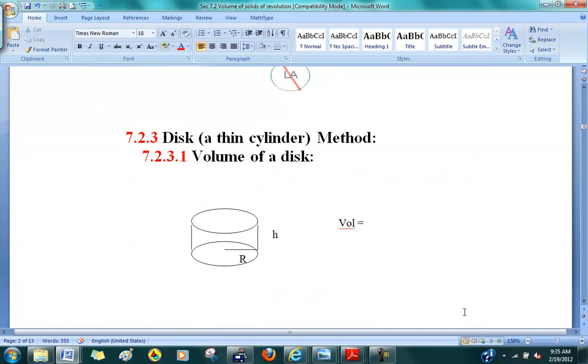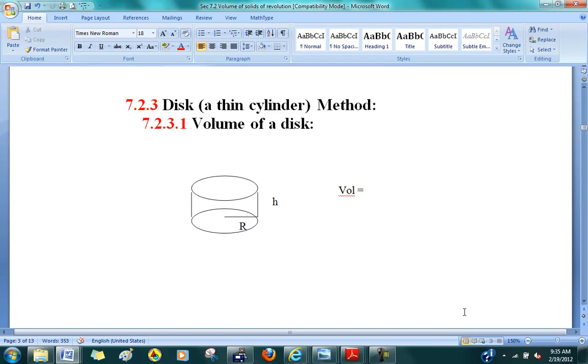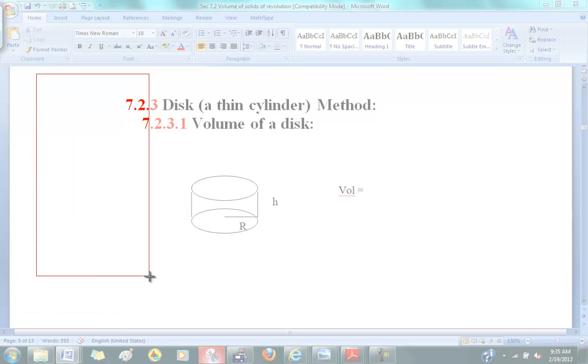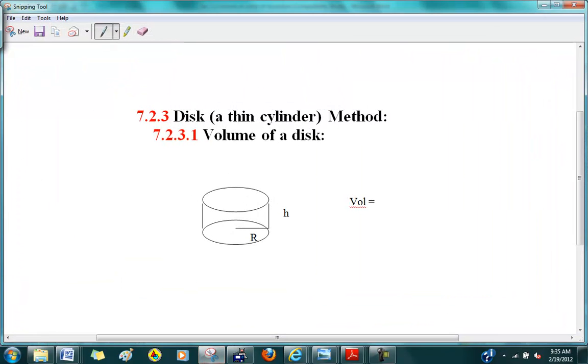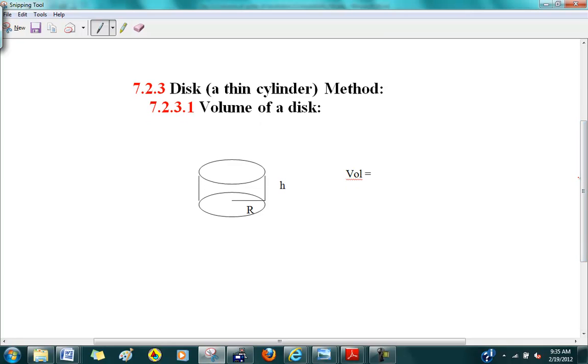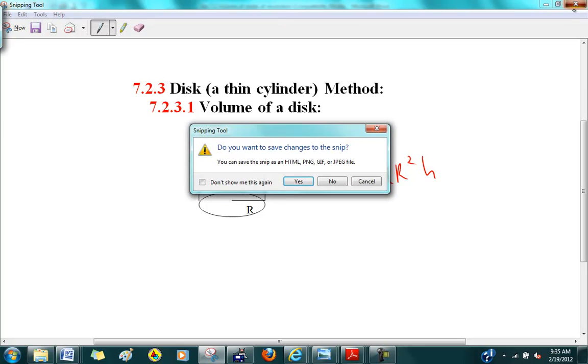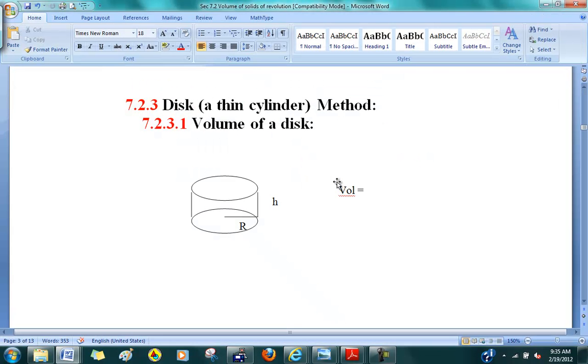Before we do examples, I'm going to refresh from basic geometry from 8th grade or maybe kindergarten, the volume of a thin cylinder, and the thin cylinder is also called a disk. In this example here, you guys know that the volume of this disk or cylinder would be pi r squared h. So that's just a review.